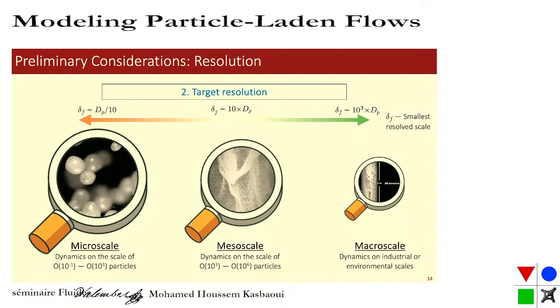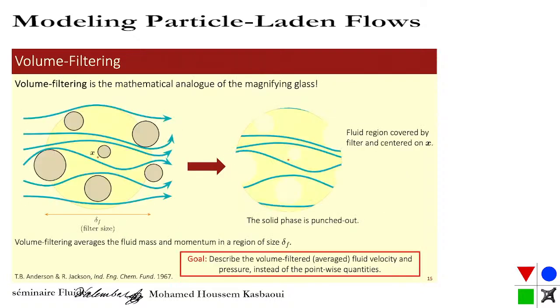So if I go back to this little schematic here that I have of the target resolution, like how well resolved do you want your simulation to be? I have this magnifying glass that allows me to look at the microscale, mesoscale, macroscale. Well, this magnifying glass here, I can formulate it mathematically. And mathematically, it's going to be a filtering operation of a certain size. That's the filter size, delta F. And depending on how large or how small is the filter size in comparison with the particles, I can basically zoom in or zoom out. So this is the filtering operation here.